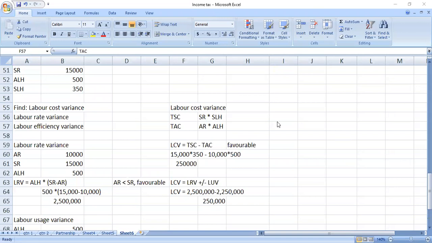Why are you saying it's unfavorable? For labor cost variance, it is favorable in this case, because you're saying that you're spending less than what you budgeted for. And you're saying it's a good thing because your profits will be overstated or will go high.